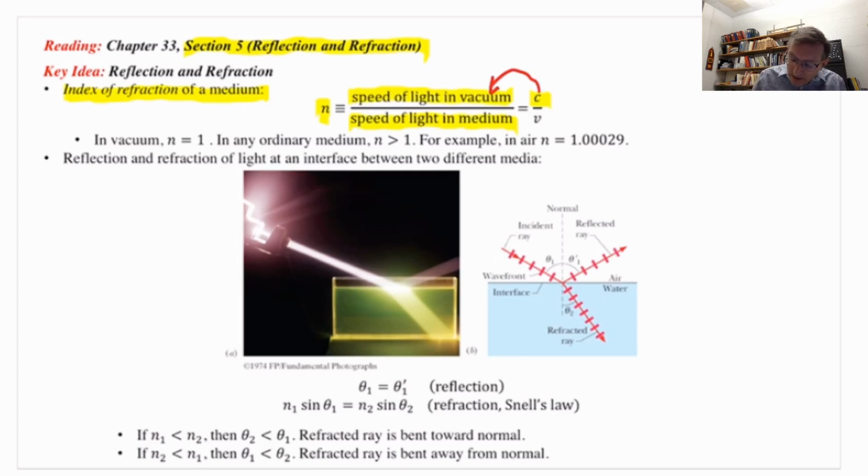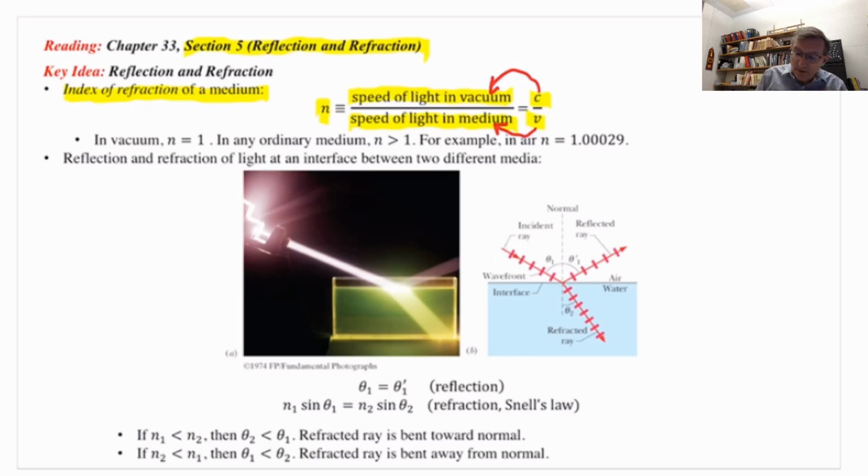And we use the plain old common symbol for speed, v, to denote the speed of light in any kind of medium, anything that isn't vacuum. Please follow those symbols or you'll be hopelessly confused. So we take the speed of light in vacuum divided by the speed of light in the medium: c divided by v. But v is less than c for any medium. So for any medium, n, the index of refraction, is bigger than 1.